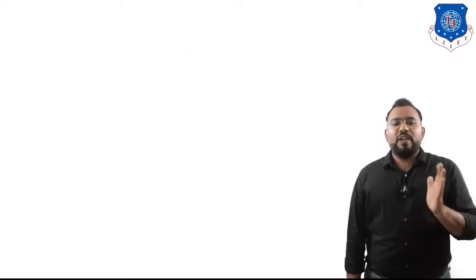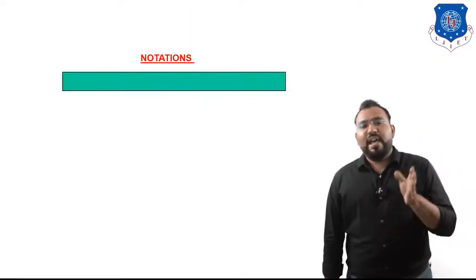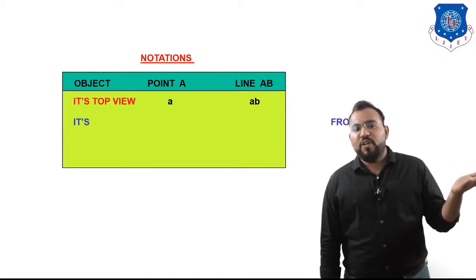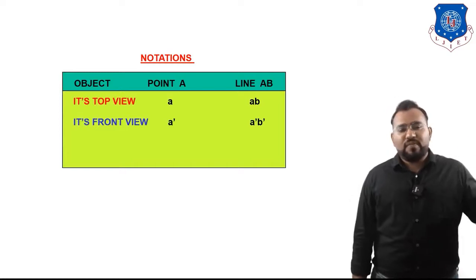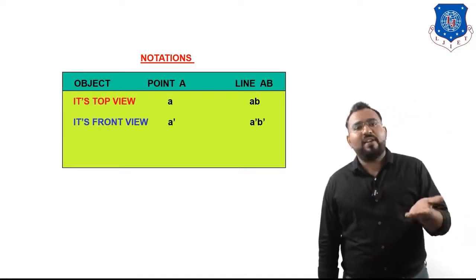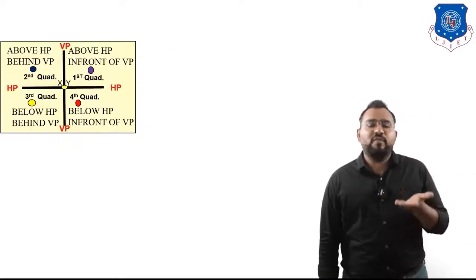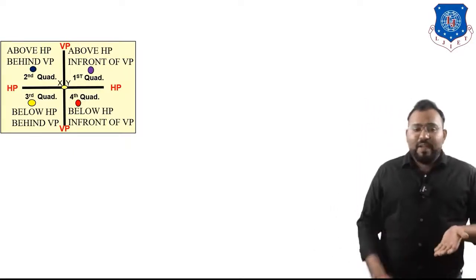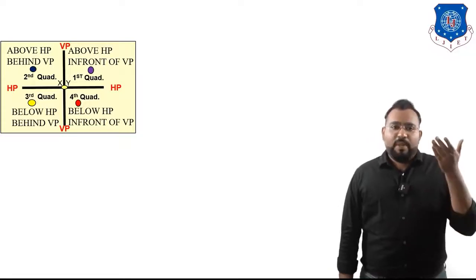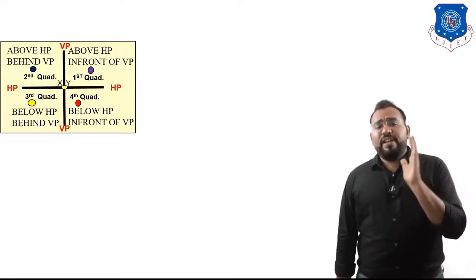Now in this video we are going to start from here. We also saw the notation in the last video: for a top view we write a small letter without a dash, for a front view a small letter with a dash, and for a side view a small letter with a double dash. Now in this video we are going to see the positioning of different points in different quadrants.